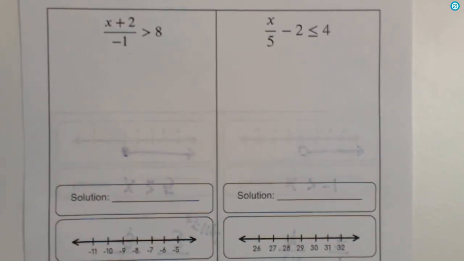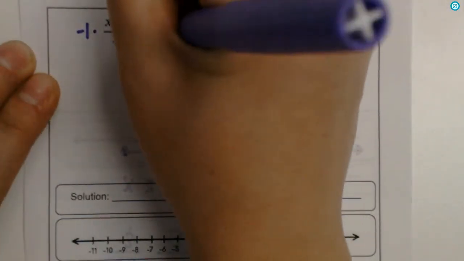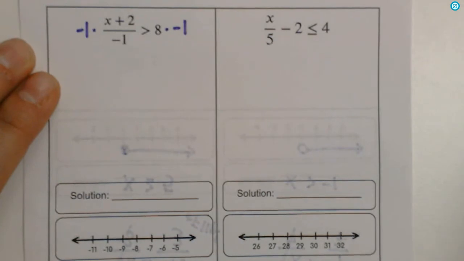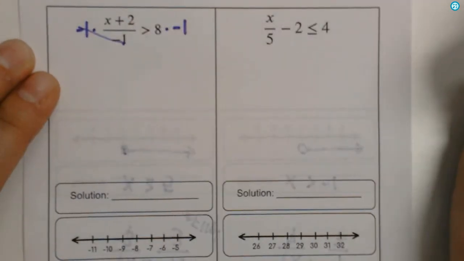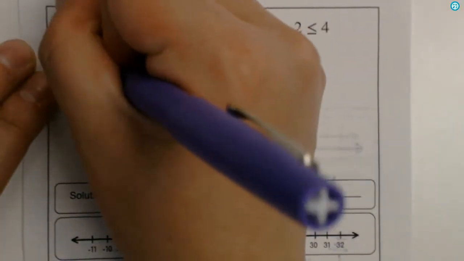First thing that I need to do, because x plus 2 is both on top of the fraction, I need to get rid of that over negative 1. So I need to multiply both sides by negative 1. So multiply by negative 1 on the left, multiply by negative 1 on the right. On the left side, they just cancel each other out. So I've got x plus 2 on the left.